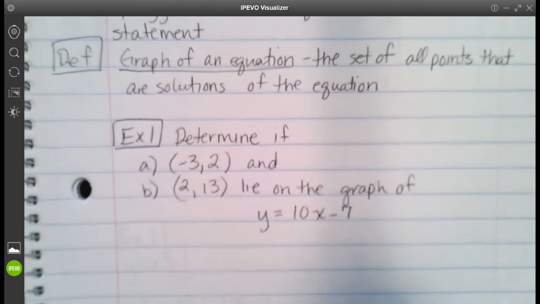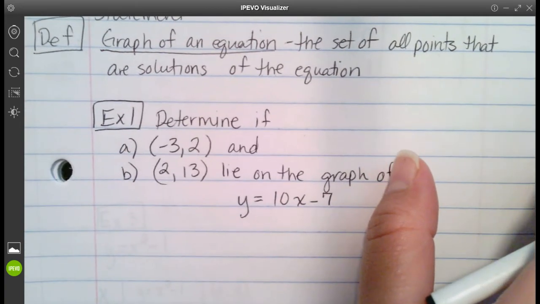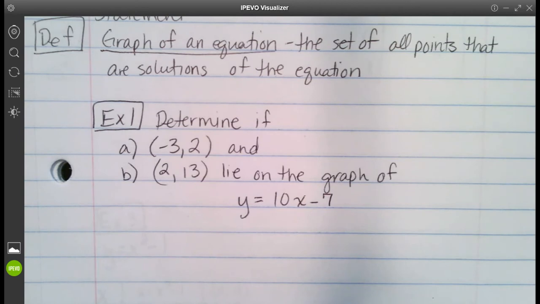I'm going to go ahead and move this down just a little bit. Hopefully the focus is better in this video. I did mess with the settings a bit.